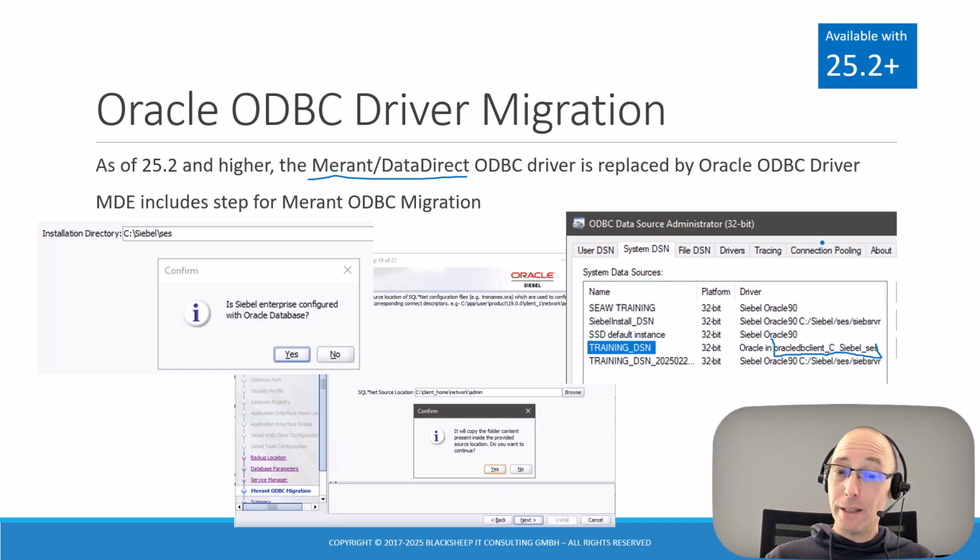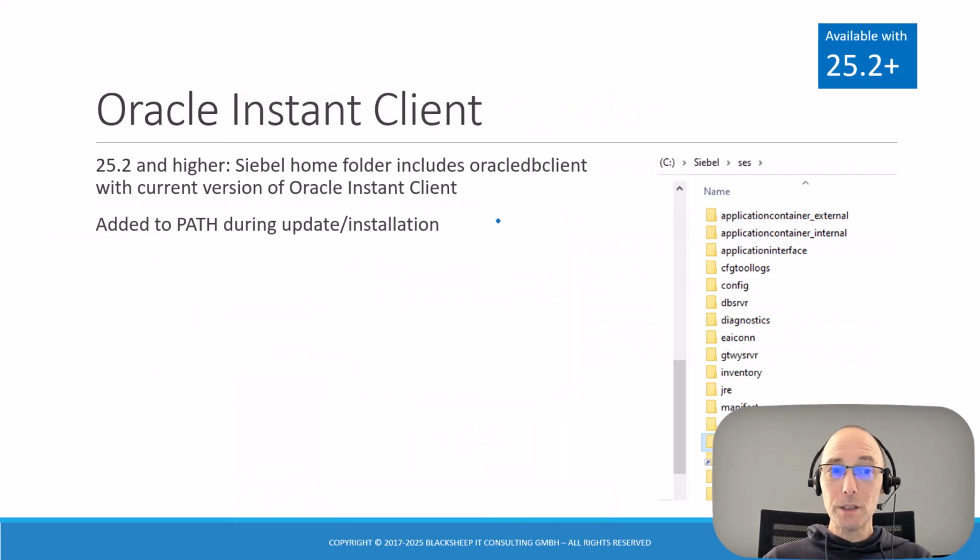and higher. And if you come from any older version, there's an automated migration, which of course needs extra time and preparation if you do the update. So here's the folder location that you will find in the Siebel binaries in 25.2 and higher.